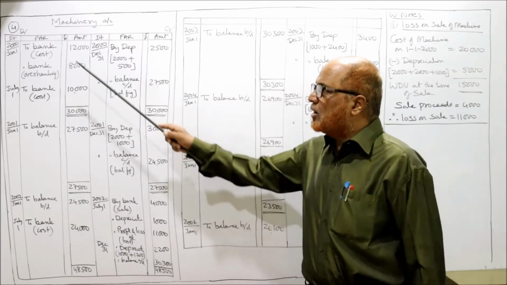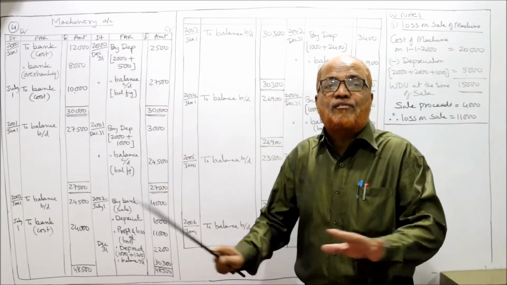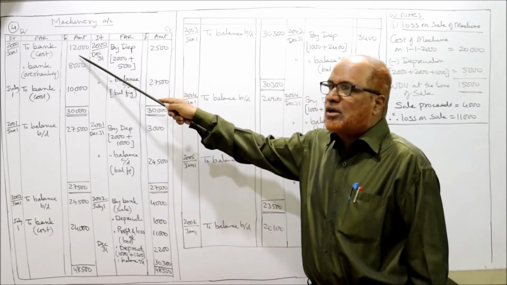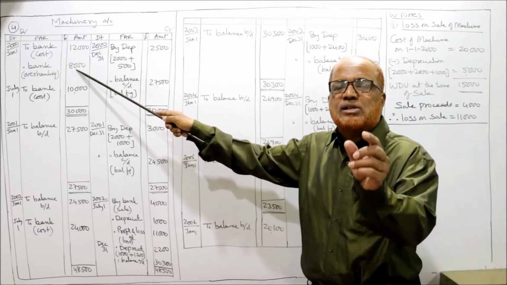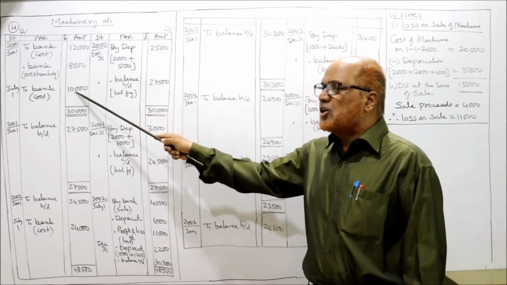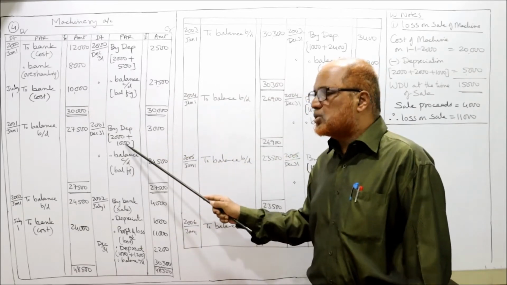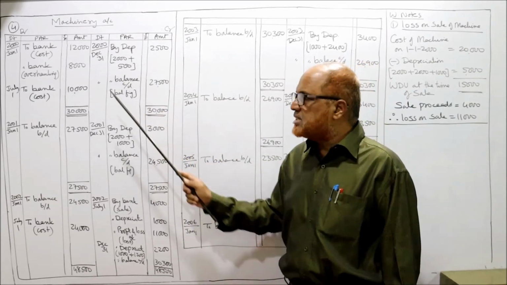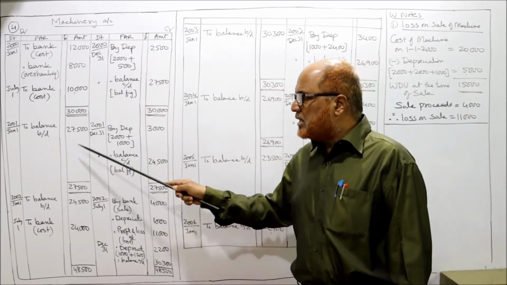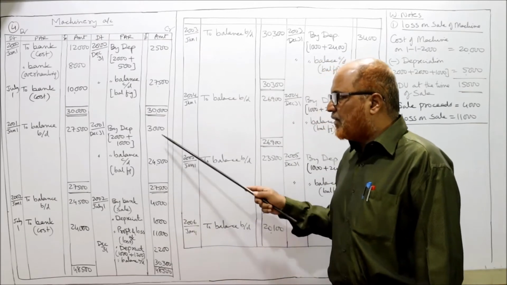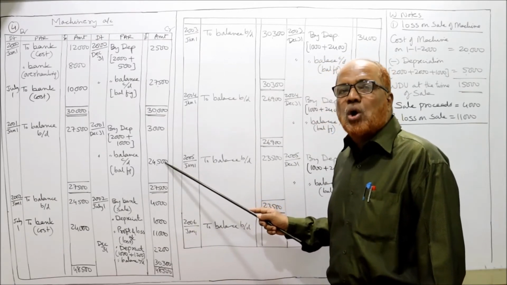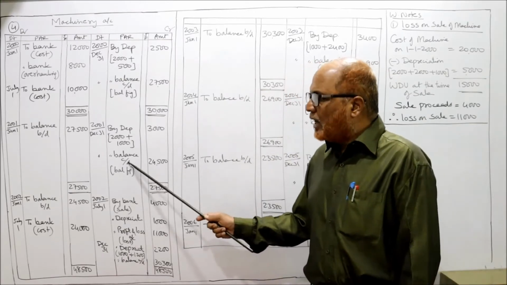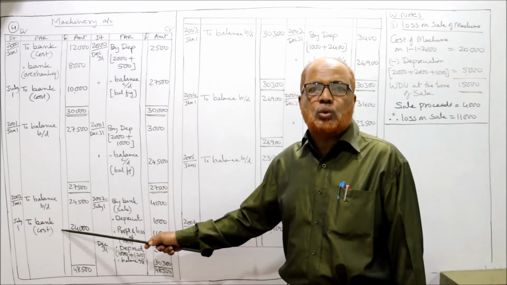Now we have to provide depreciation on the first machine as well as the second machine for the full year. How much is the annual depreciation? First machine 20,000, 10%, 2,000. Second machine 10,000, 10%, 1,000. So 3,000 rupees is the annual depreciation for both machines. Now take the total, 27,500. From 27,500 subtract 3,000, 24,500 is the closing balance at the end of the second year, 2001.